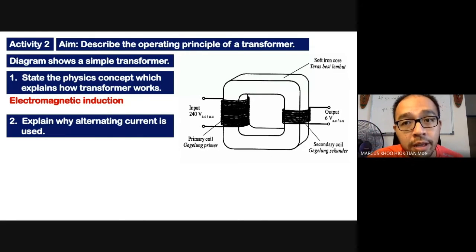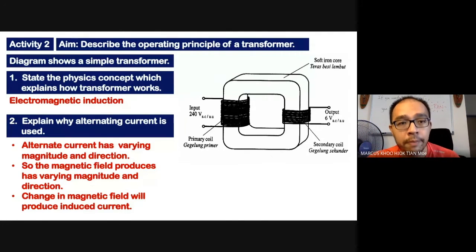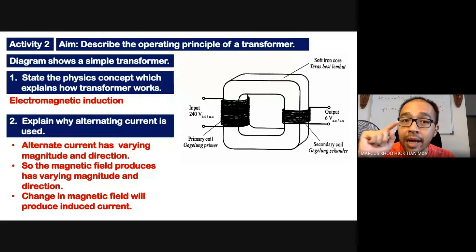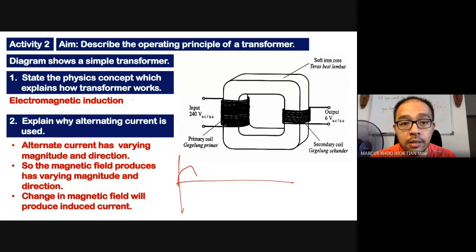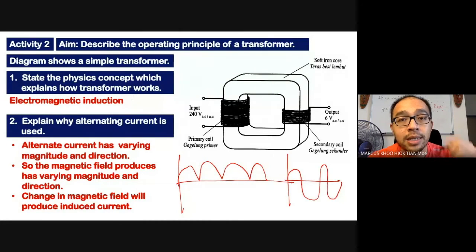So why is this very important? Number 1, because alternating current has varying magnitude and direction. Direct current only has varying magnitude. The magnitude of direct current changes, but alternating current not only has a changing magnitude, its direction also changes. What does this varying magnitude mean? If you notice, it's getting bigger, getting smaller, getting bigger, getting smaller, but in the same direction.